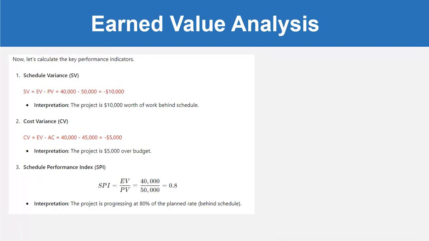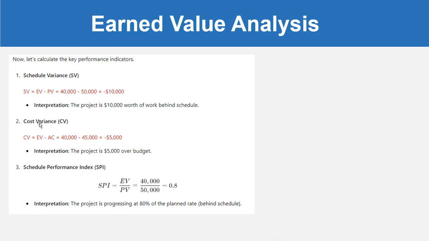Now let's calculate the key performance indicators. Schedule variance SV is equal to EV minus PV. That means 40,000 minus 50,000 is equal to minus 10,000. That means the project is $10,000 worth of work behind schedule. Okay, that means you are behind schedule.